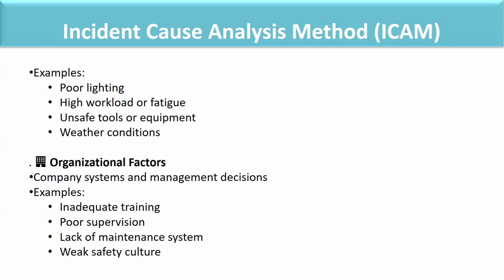Organizational factors. Now, company systems and management decisions. Example, inadequate training. Sometimes we provide training to our employees in English and they do not understand English. So this is a problem. When we are talking about training, we have to see in which language the people involved in the process understand, and provide them training in their language.